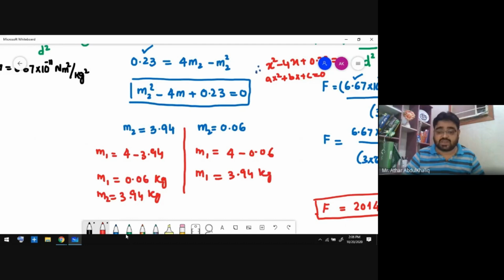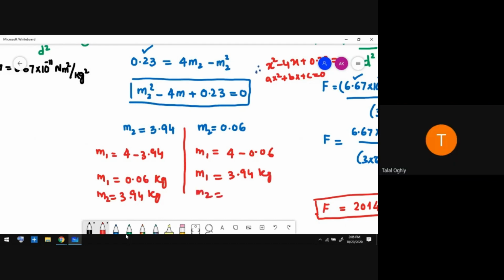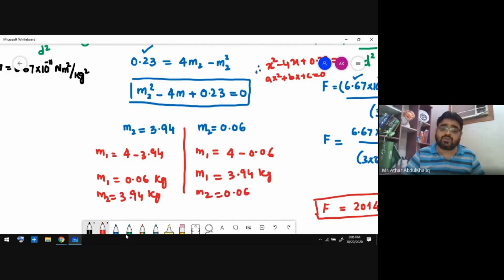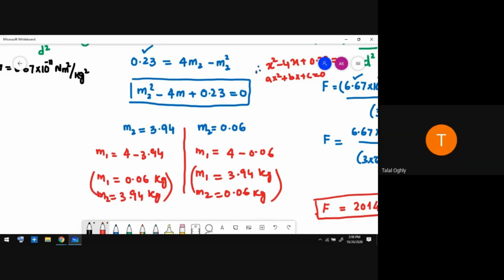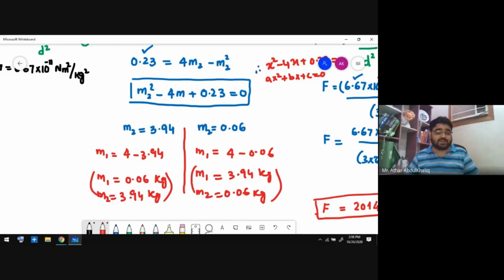M1 is 3.94 kg and M2 is 0.06 kg. Because they did not mention which one is heavy and which one is lighter, we can give two possibilities, and both answers are accepted. If M1 is 0.06, then M2 is 3.94, and the addition is 4. But if we consider M1 as heavier, then M2 is 0.06. Your answer is correct. No one can say that your answer is wrong. So this is how we can do our question.